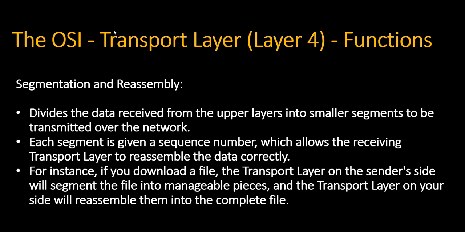So understand one thing, this whole layer, the 7 layers, right? It's there on the sender side as well as the receiver side. Don't get confused, because when I'm saying the transport layer on the sender side will segment the file into manageable pieces, while sending I will first divide it, and the transport layer on your side, meaning the receiver side, will reassemble them into the complete file.